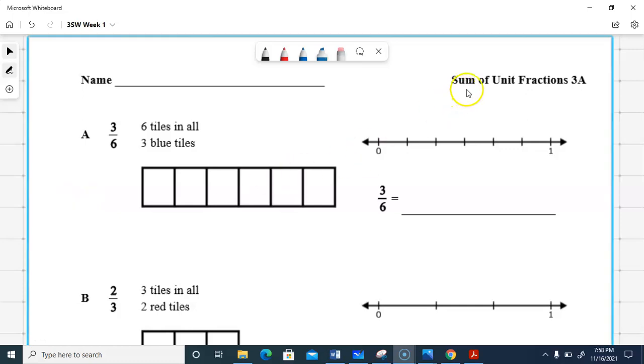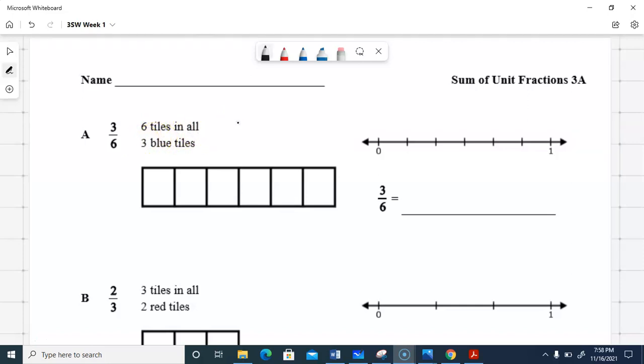Okay, we're looking at a few of these of the sum of unit fractions, 3a. For a, it shows 3 sixths, and that's six tiles in all, and three of the tiles are blue. So I'll go ahead and color three of the tiles blue. So it looks like three of the tiles are blue there. And each one's going to represent 1/6 of all the tiles.